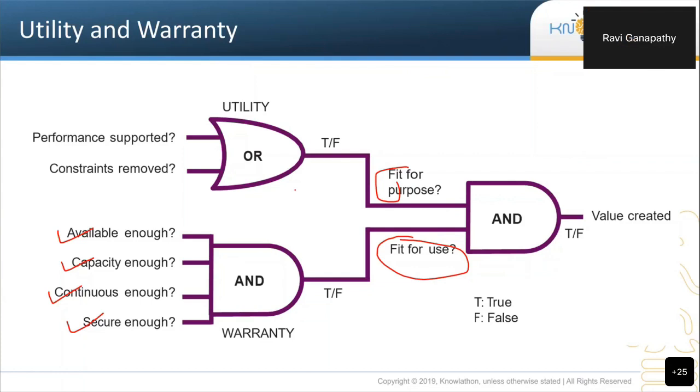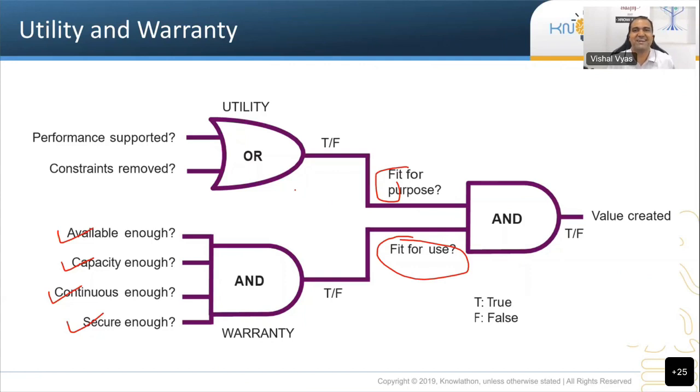In software development, those are the terms we use. In service management, we simply use different terms called utility and warranty. Meaning is exactly the same. Utility and warranty both are important, and only when a service has utility and only when a service has warranty, only when a service is fit for purpose and fit for use, the service creates value.